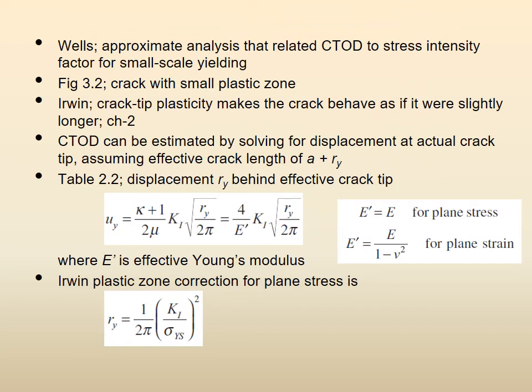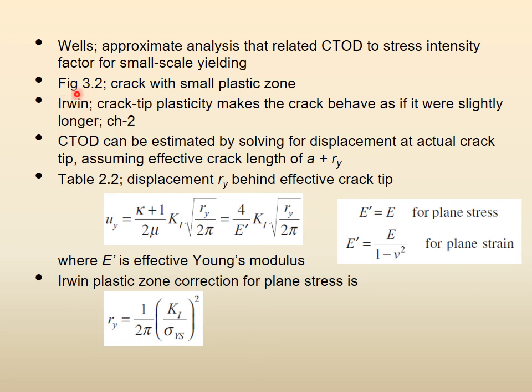Wells used an approximate analysis that related CTOD to stress intensity factor for a small scale yielding. If the yielding is not very large, if the plastic deformation at the crack tip is reasonably small, then he did a mathematical physical analysis to compare or relate CTOD to stress intensity K1, right? We will see that figure, that there is a crack with a small plastic zone.